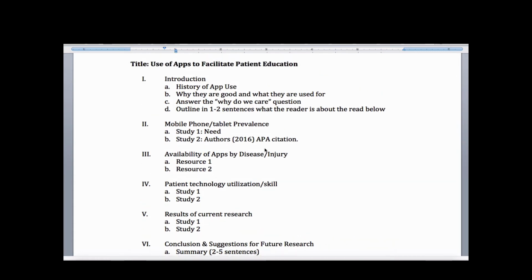And outlines are essential anytime you're embarking on writing a piece for any course because you want to stay on track. You want to stay organized when you're presenting written communication. So an outline is the best way to do that.